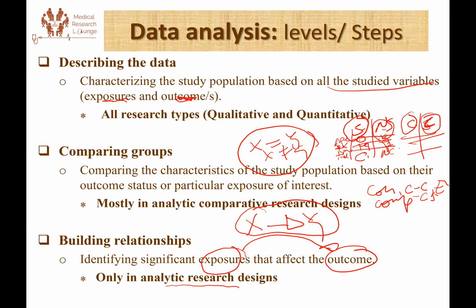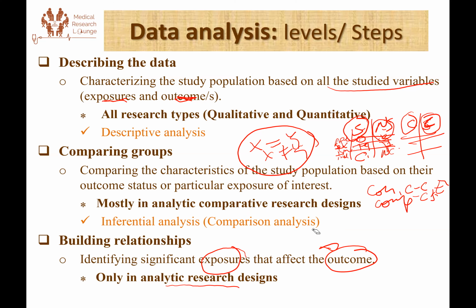So to describe our data, compare the groups, or build relationships, we have to use statistical methods. The statistical methods that we use to describe our data is called descriptive analysis. To compare our groups, it's an inferential analysis, particularly inferential analysis called comparison analysis. And the third one, to build a relationship, we also use inferential analysis, particularly regression analysis.